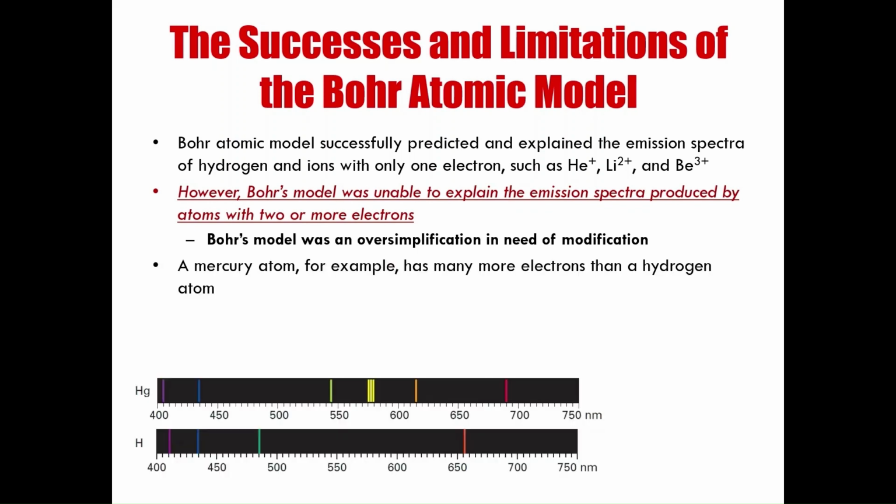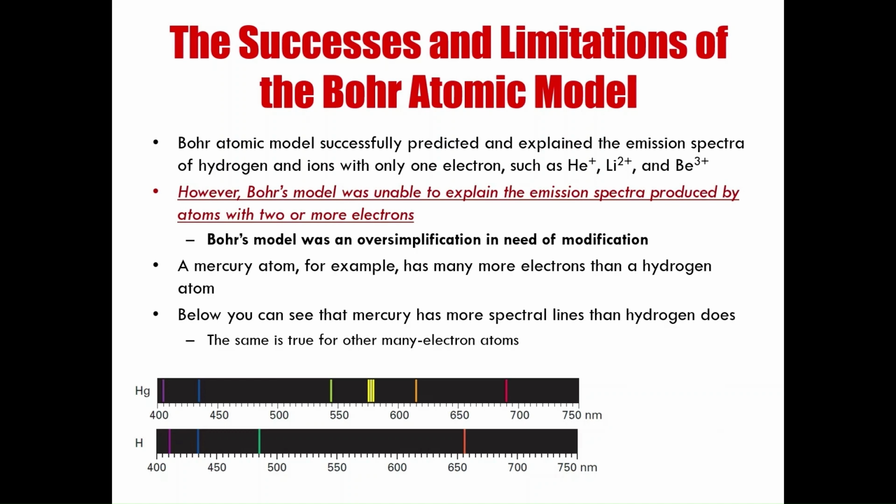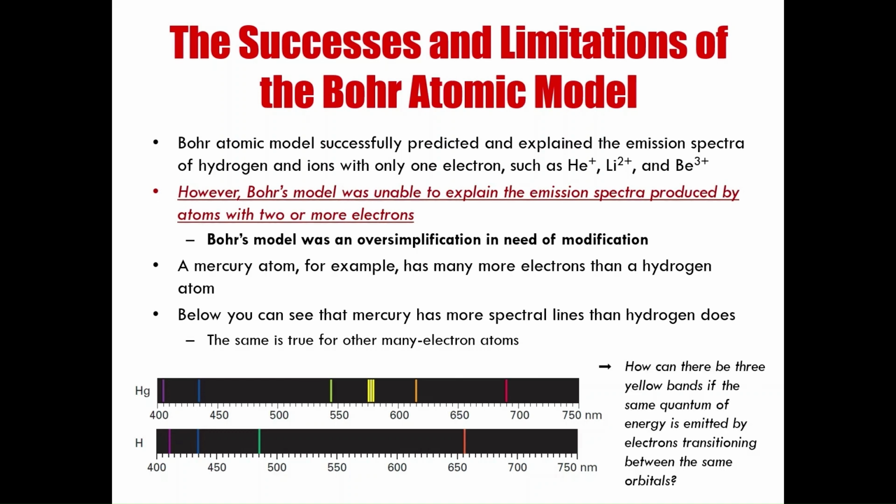If you look at the bottom here, we have the mercury spectrum and we have the hydrogen spectrum. Now, of course, mercury has a lot more spectral lines in it because it has many more electrons. What was confusing was the band of yellow lines in the center there. It begs the question, how can there be 3 yellow bands if the same quantum of energy is emitted by electrons transitioning between the same orbitals? If I have an electron jumping in the same area as another electron, it should be releasing the same quantum of energy, meaning it should have the same frequency of light.